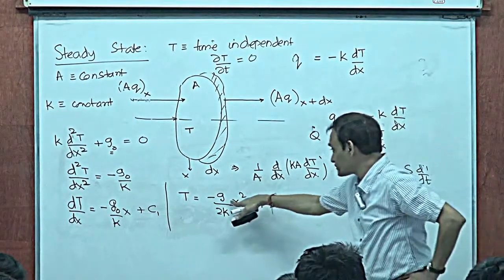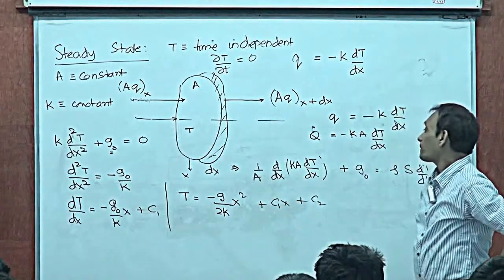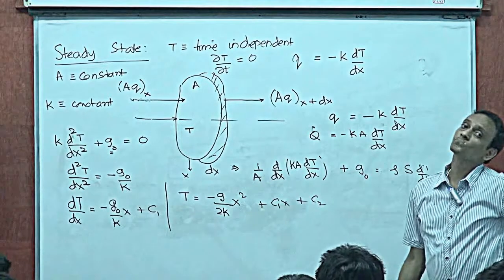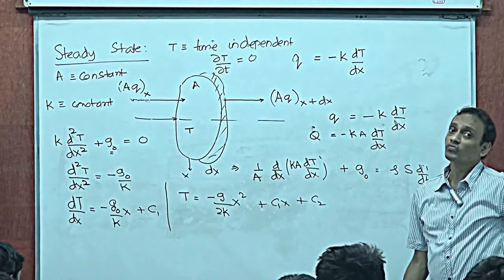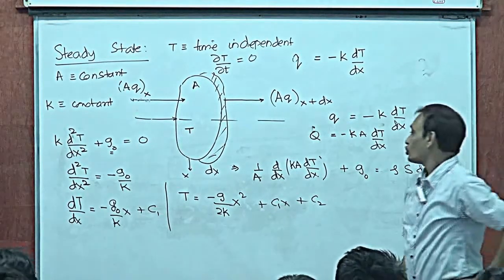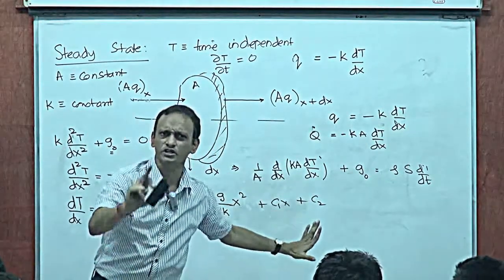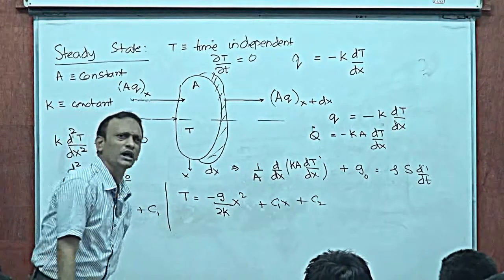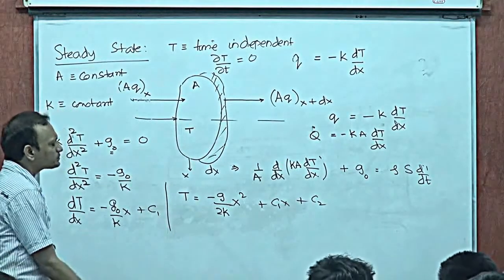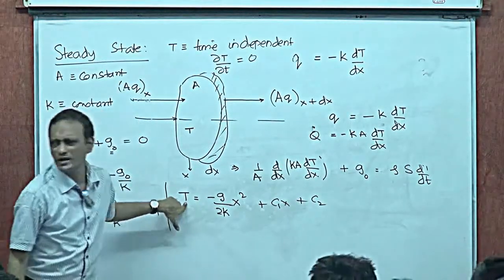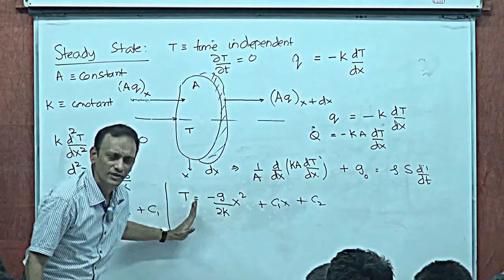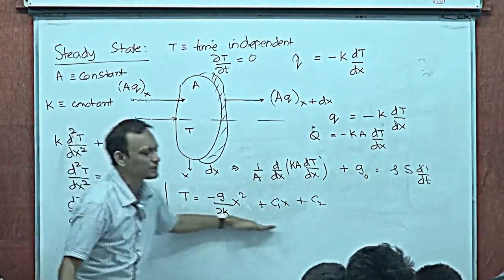Realize that the coefficient of x squared is negative. Let me be done with that. I'll address that issue in the later part of the class. So this is how temperature varies with x, which is a parabolic variation.